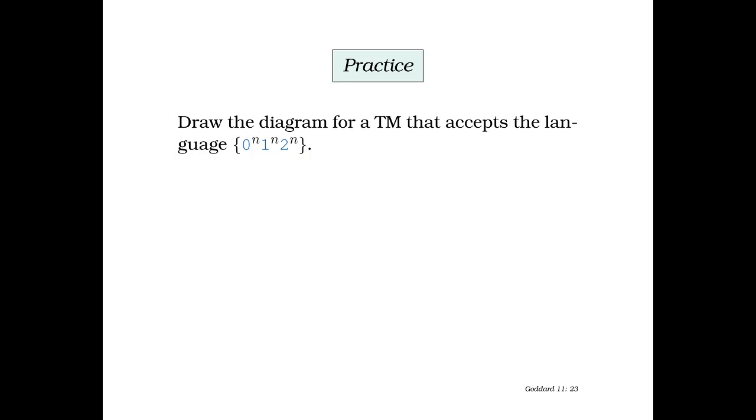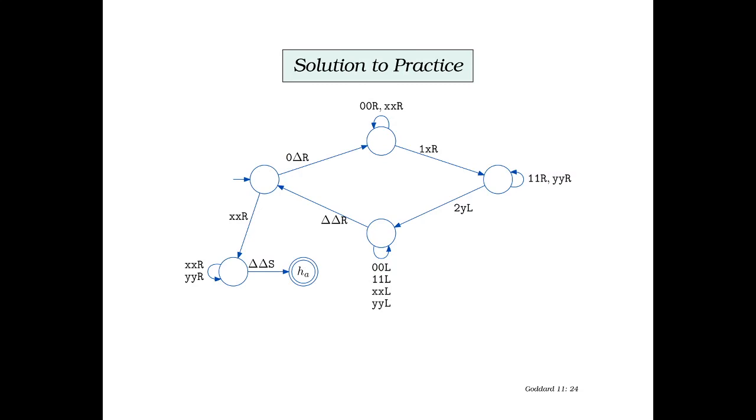As a practice, we look at this example. In this case, the alphabet is 0, 1 and 2, and we want to find the strings which are a concatenation of zeros raised to power n, 1 raised to power n and 2 raised to power n. You can look at the solution for this practice and try to implement it in JFLAP and test it out.